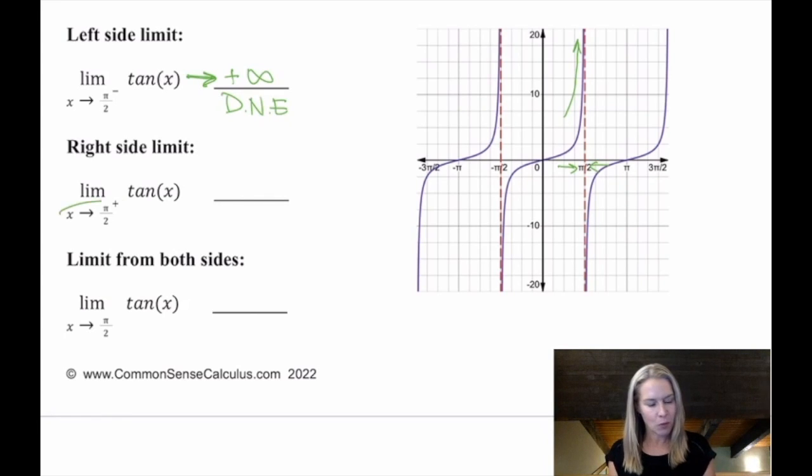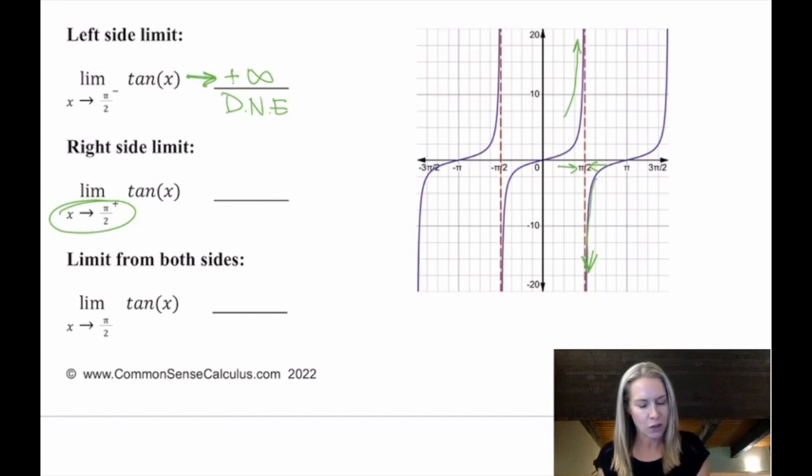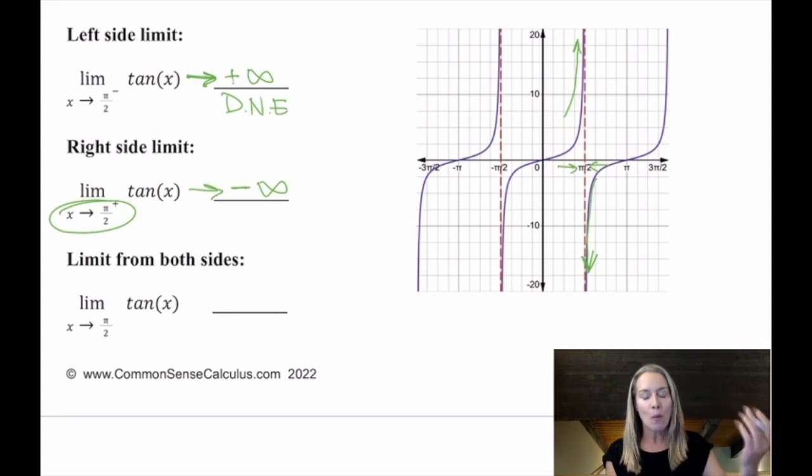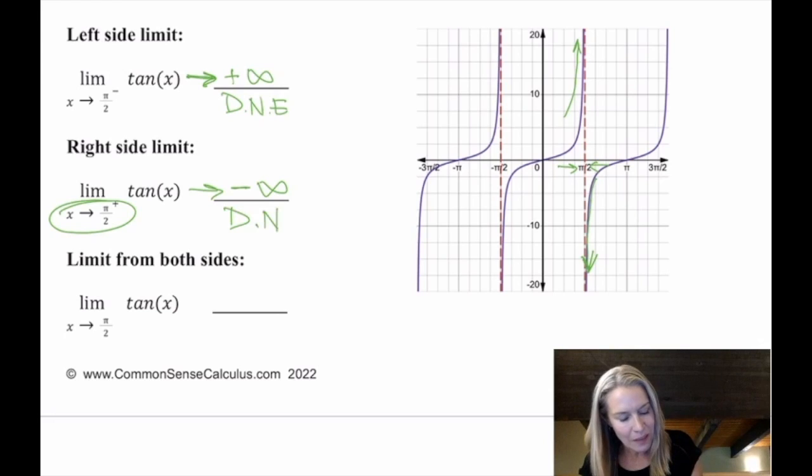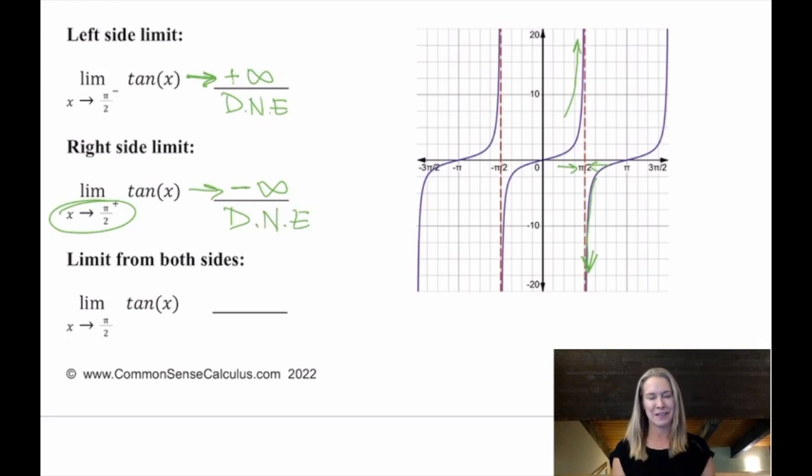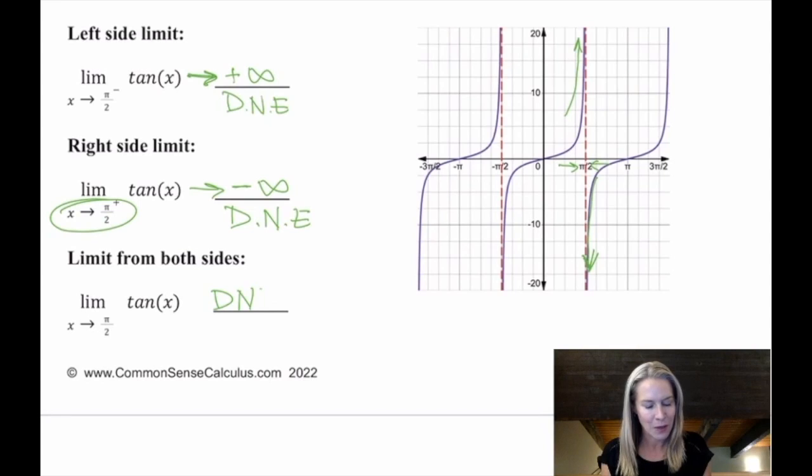Likewise, coming in from the right-hand side, as we approach pi over 2 from the plus side, you'll see that the graph is heading down, down, down. It is unbounded in the negative direction. So we would say it's approaching negative infinity if you want to add that information, but you also would say that that limit officially does not exist. And of course, since the left and the right don't exist, then the limit from both sides cannot exist. And here we would just say does not exist.